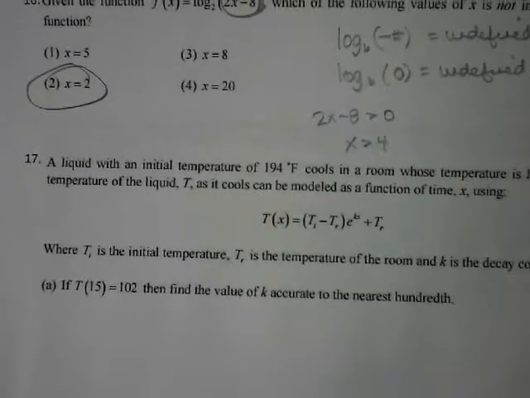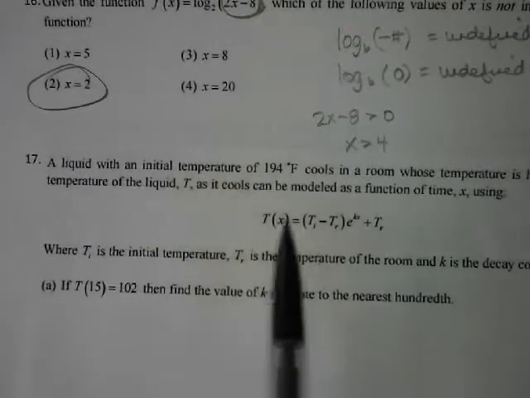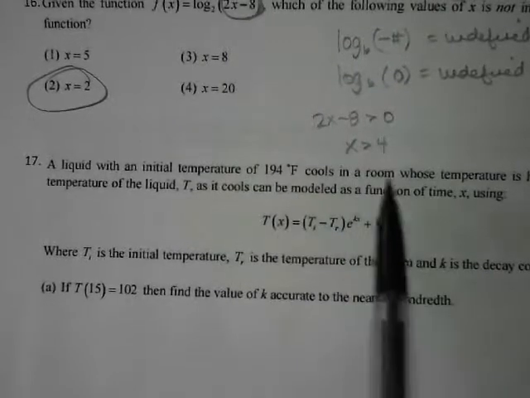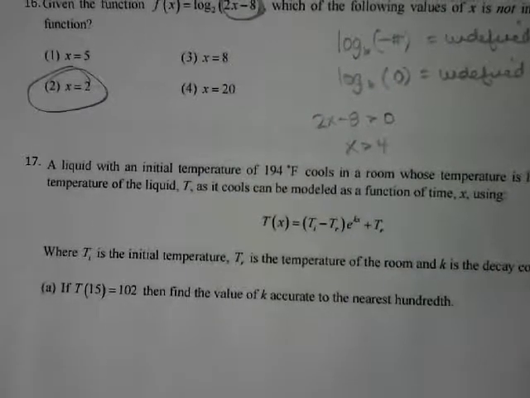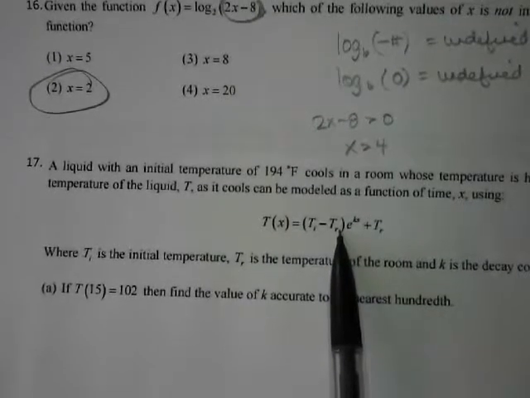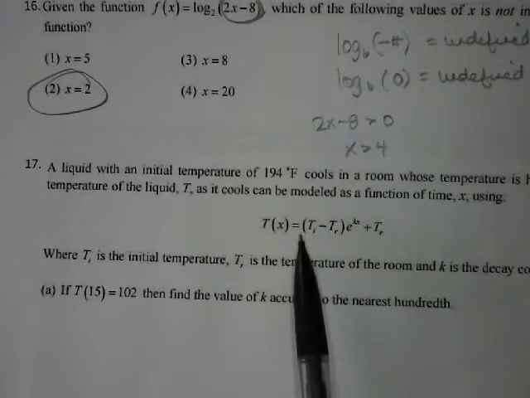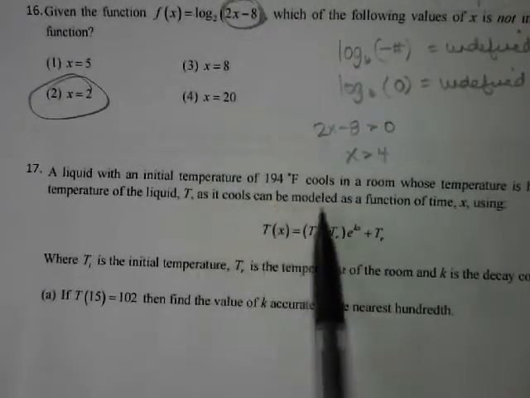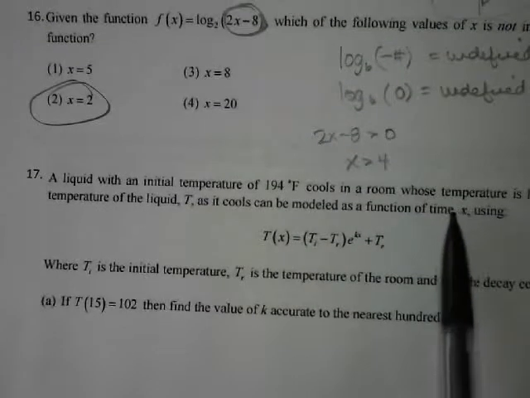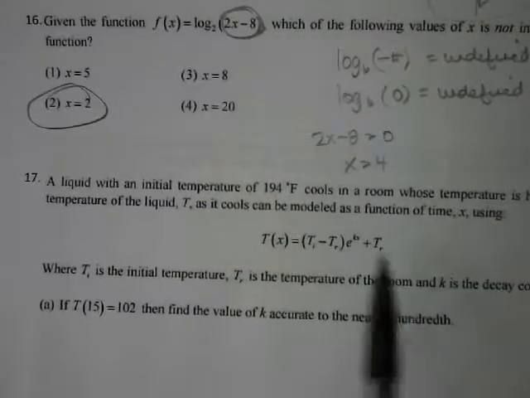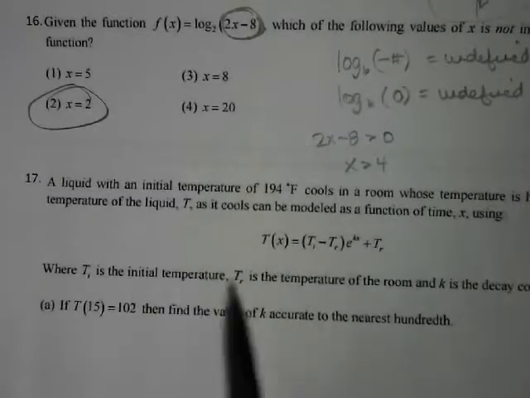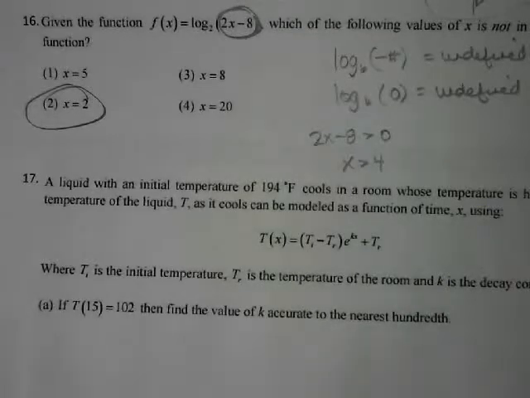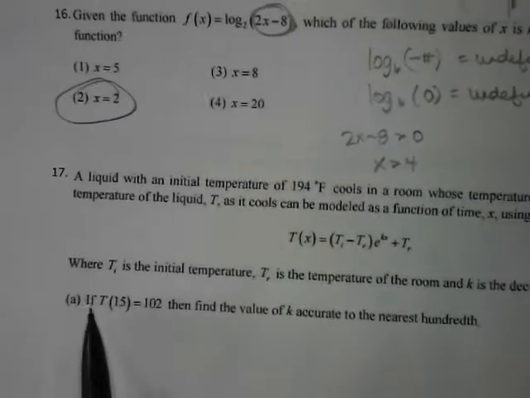Let me read the question. It's probably initial, I for initial. A liquid with an initial temperature of 194 cools in a room whose temperature is held at 68. So that's a T sub R for room temperature. T sub I for initial temperature. The overall temperature of the liquid, so that's your capital T, as it cools, can be modeled as a function of time, so X is your amount of time. Using this, T sub I is the initial temperature, T sub R is the room temperature, and K is the decay constant. So, given all that information, T of 15 equals 102.